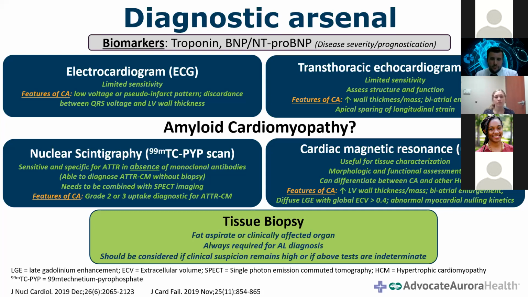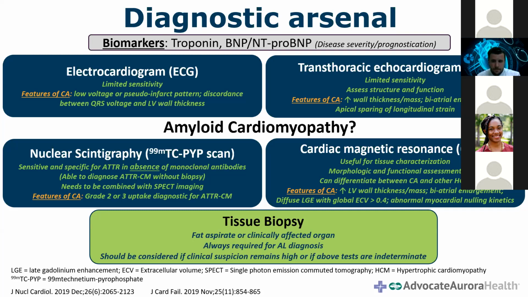Echocardiography may show increased ventricular wall thickness, biatrial enlargement, and on strain imaging, a characteristic feature of apical sparing of longitudinal strain. Cardiac MRI can be obtained in addition to echocardiography for better tissue characterization and may show diffuse late gadolinium enhancement, increased extracellular volume, and the inability to null the myocardium.